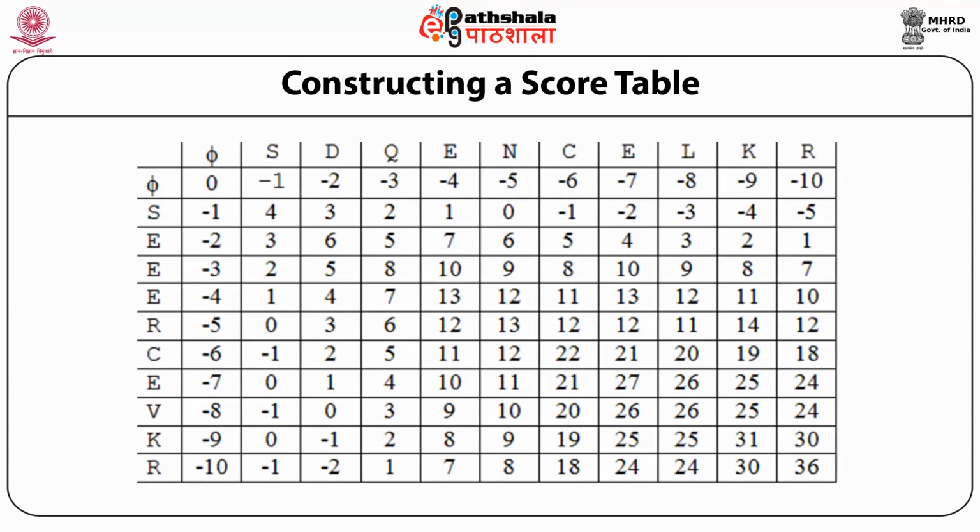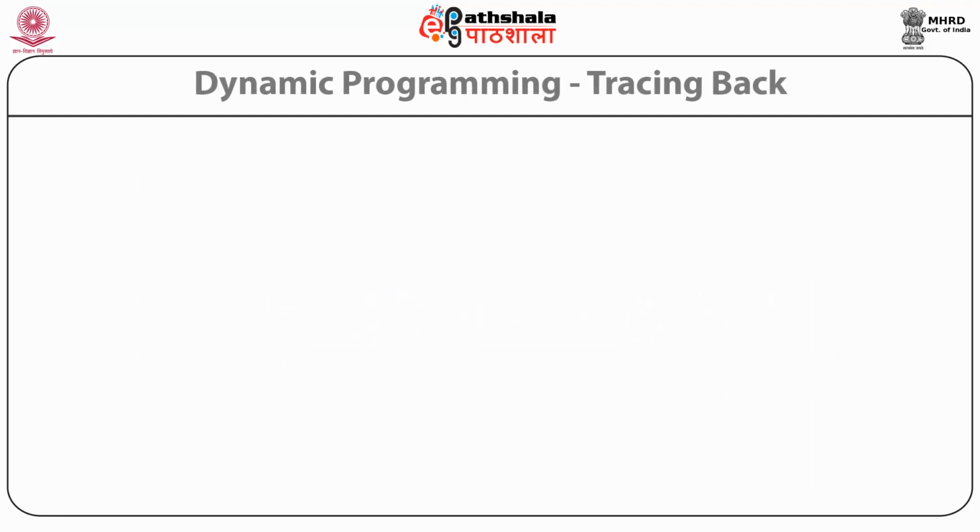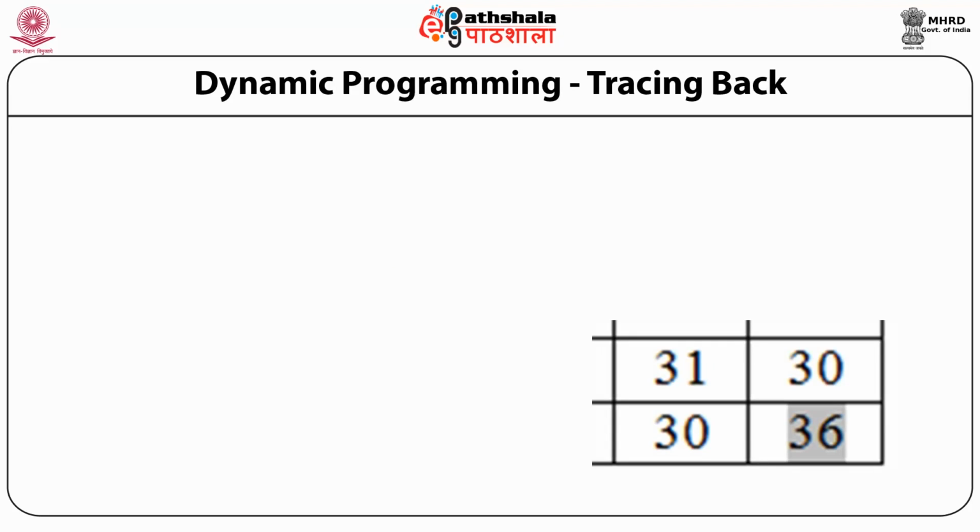In this manner, the complete grid is filled as shown in the slide. Next, we follow the second phase of dynamic programming. This phase is called tracing back. To trace back, read the lower rightmost cell. This cell has a score of 36. In addition, consider three other cells exactly adjacent to this cell. One on the left, one on the diagonally up left side, and one upper cell. These cells have numbers 30, 31, and 30.